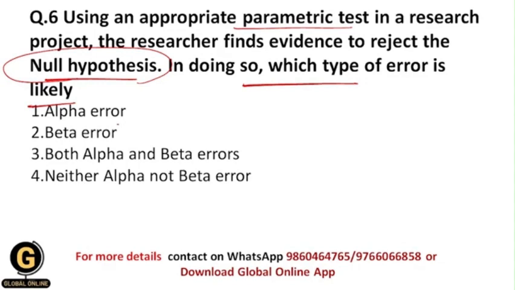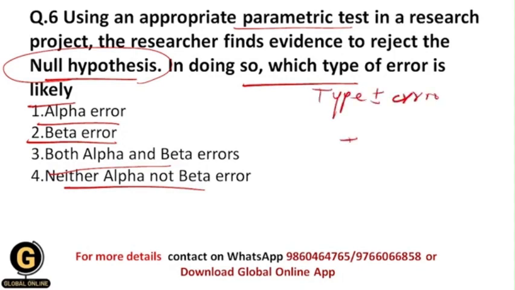So whether alpha error will occur, or beta error will occur, or both alpha and beta errors will occur, or neither alpha nor beta error will occur. So basically students, there are two types of error that I have told you earlier, and those are type 1 error and type 2 error. Again, I am going to tell you about this.